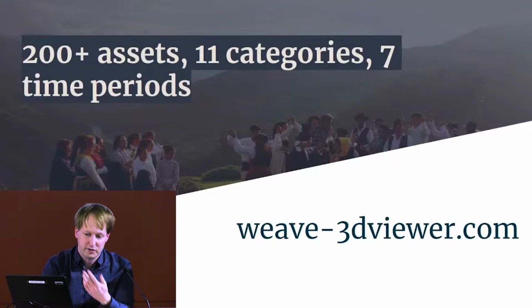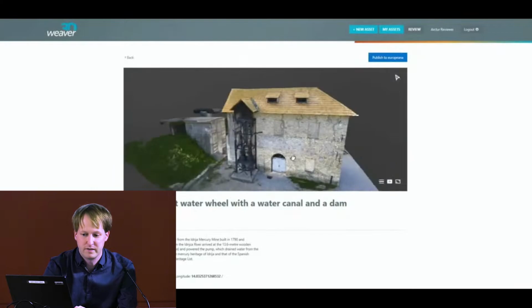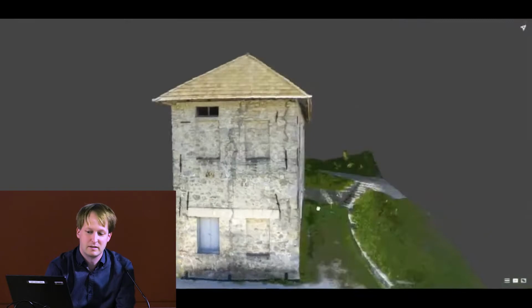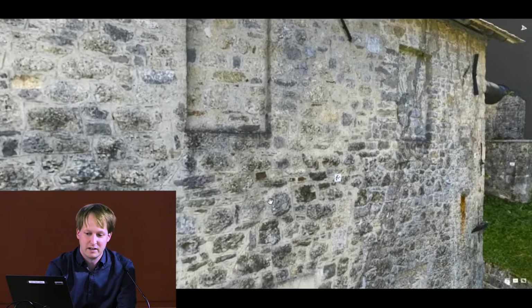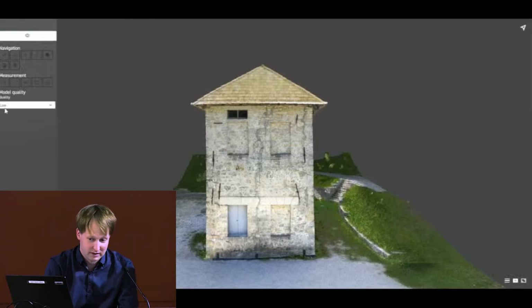Just before, at the moment we have more than 200 assets uploaded that are within 11 categories, spanning across 7 time periods. Of course, through time, the categories will be changing and being added, and time periods too. Now, to show you: this is basically how it is. At the beginning, it loads very fast. A person can, using a mouse or a tab, turn around, zoom in, zoom out, make a full screen view of a model, and here you see as we're getting closer, the image is changing and loading more and more details. Of course, the details also depend on how the model is prepared, how detailed it is.